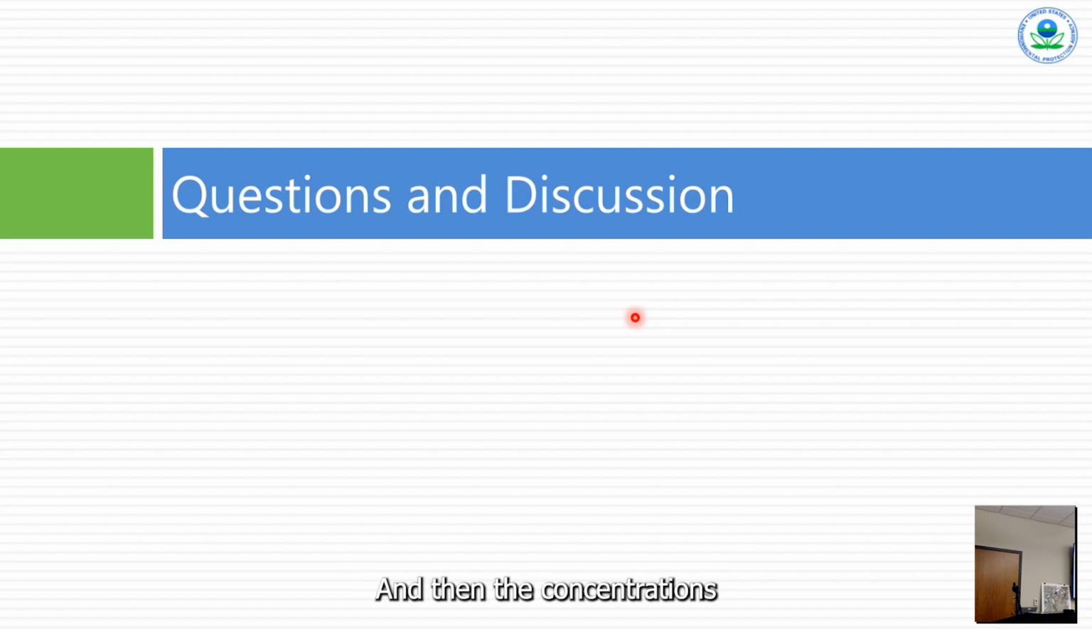And then the concentrations that we're seeing off site do not suggest that there would be vapor problems at the depth and the concentration that we're seeing. The science doesn't support that.